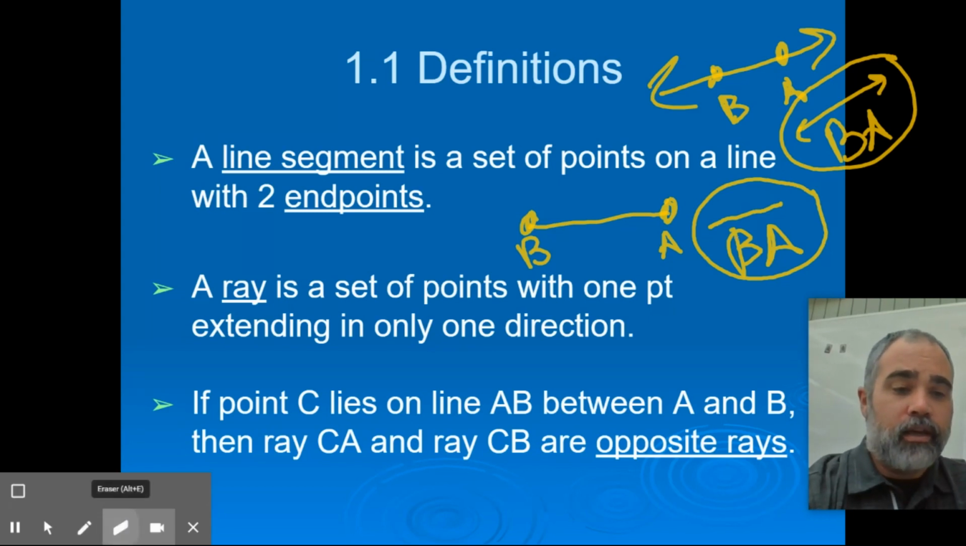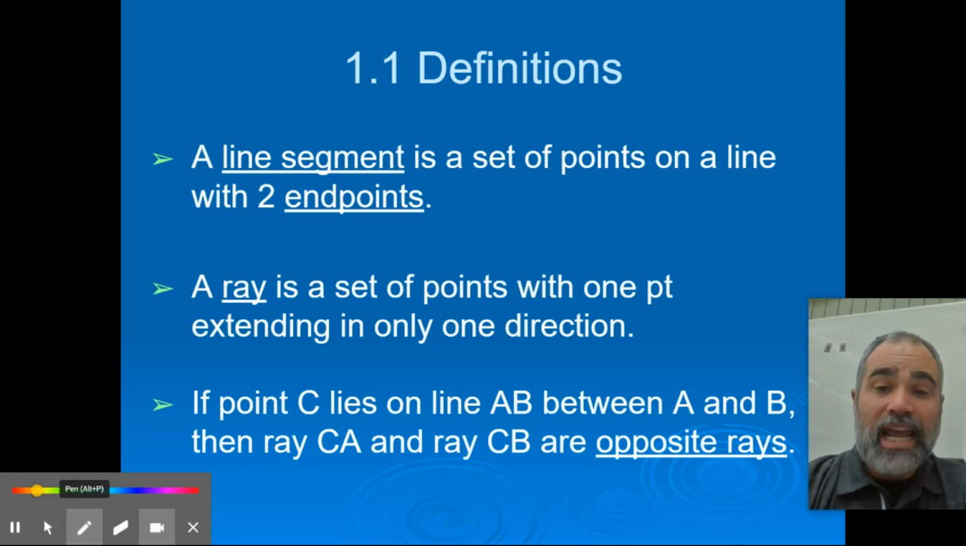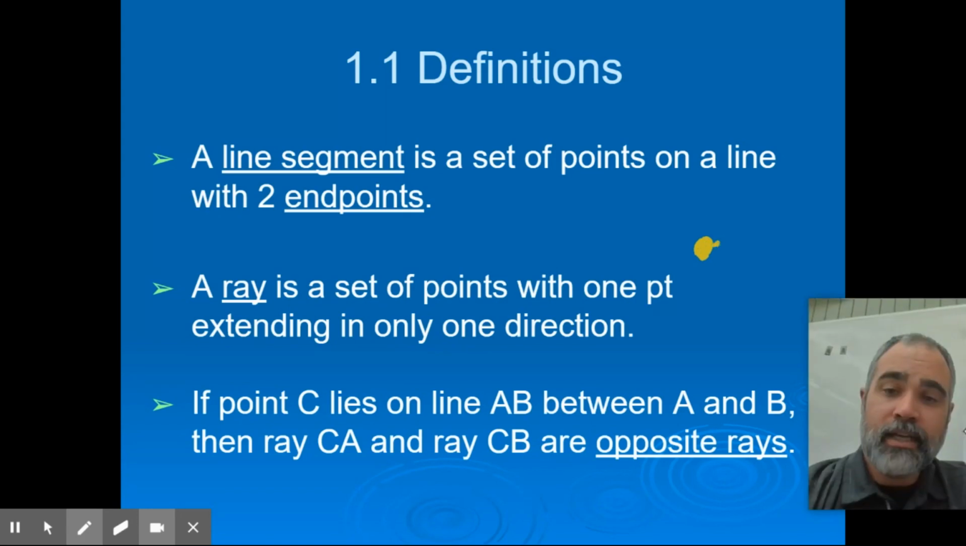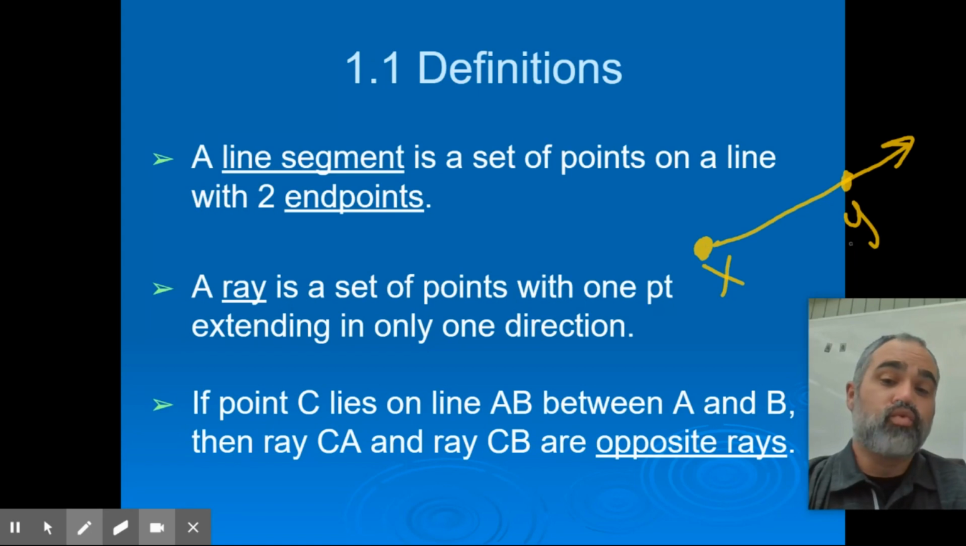So the difference between a line and a ray is a line that has a point on one side and an arrow on the other. So for this one, maybe we could use X, Y. So this one would be a ray.